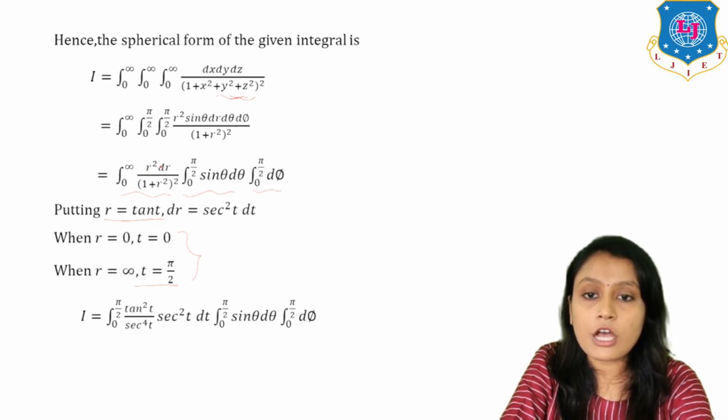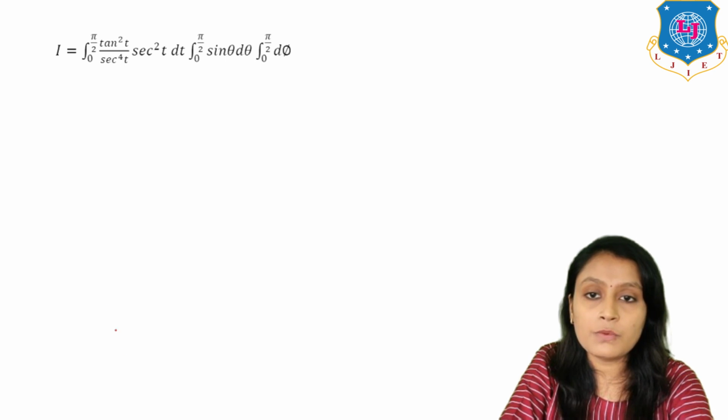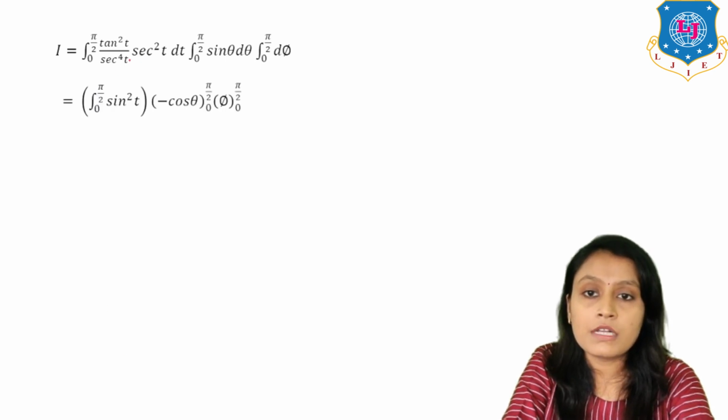Now, in place of r square we will write tan square t. And (1 plus r square) whole square: 1 plus tan square is sec square, so you will get sec raised to 4 t. And in place of dr we will write sec square t dt. So one sec square t will get cancelled, and converting everything into sine and cos, what you will get here is sin square t.